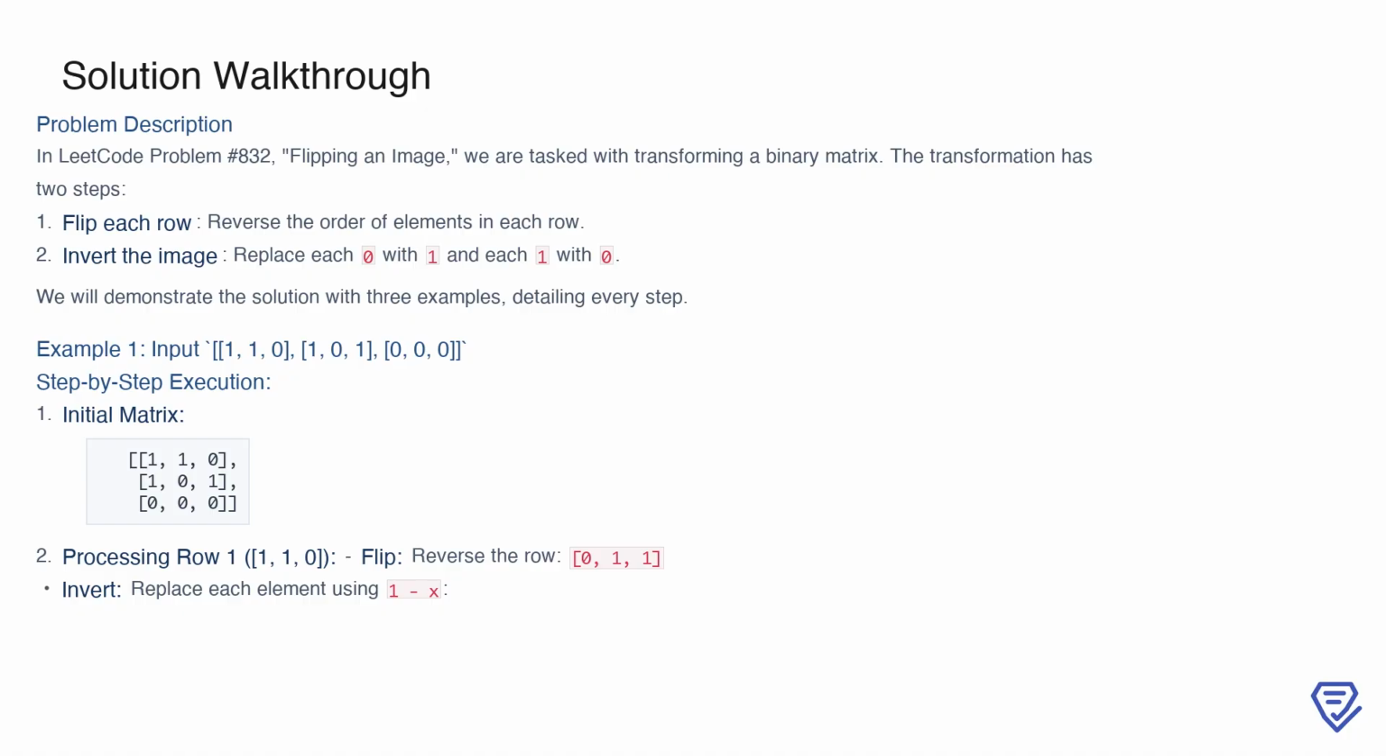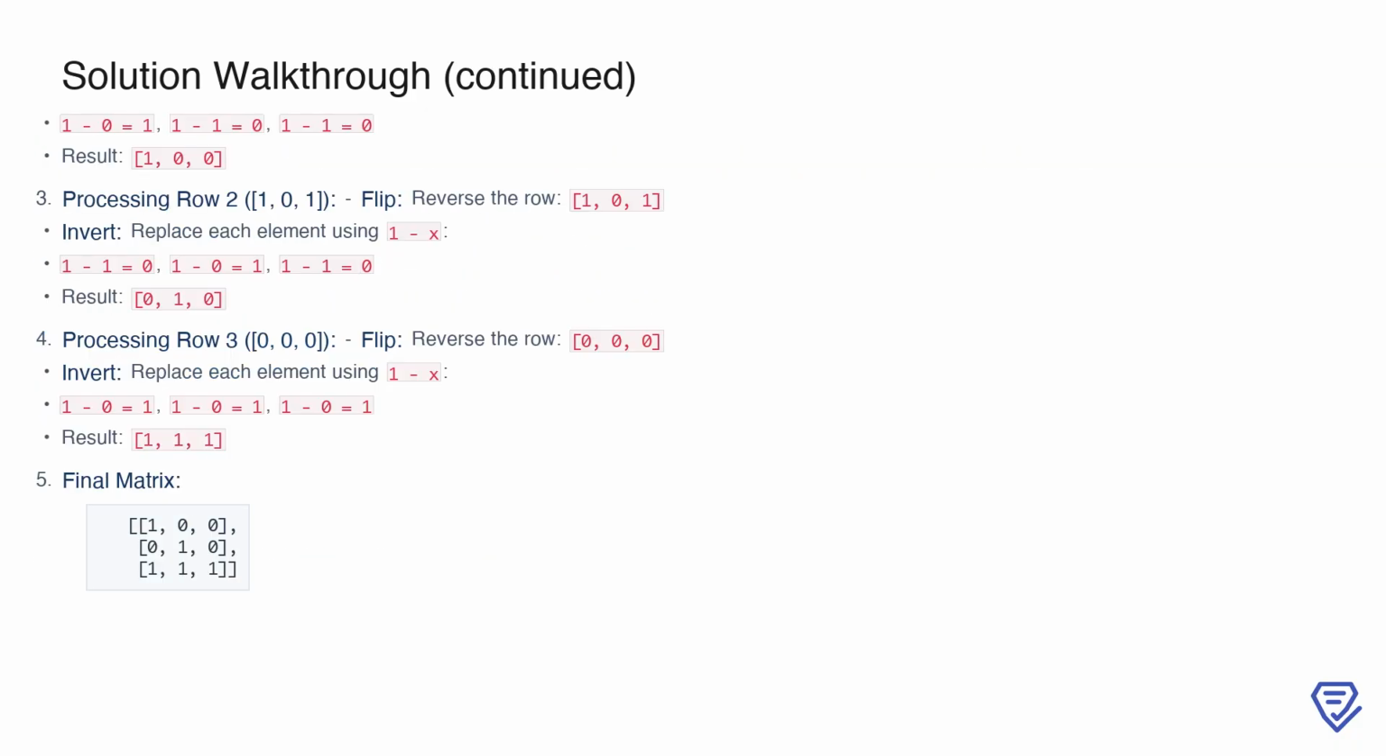We'll now apply the same steps to the other rows to complete the transformation. For the second row, 1, 0, 1, reversing it gives 1, 0, 1, which happens to remain the same. Then, we apply the inversion step. The first and last elements, both 1, are flipped to 0, while the middle 0 becomes 1. The result is 0, 1, 0.